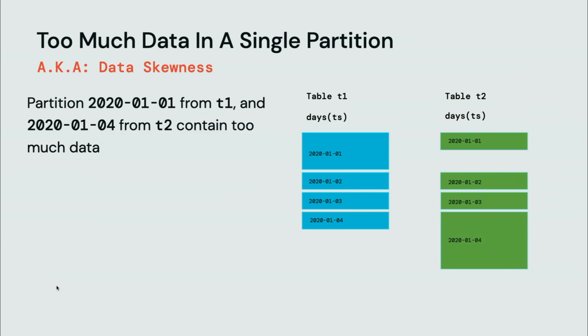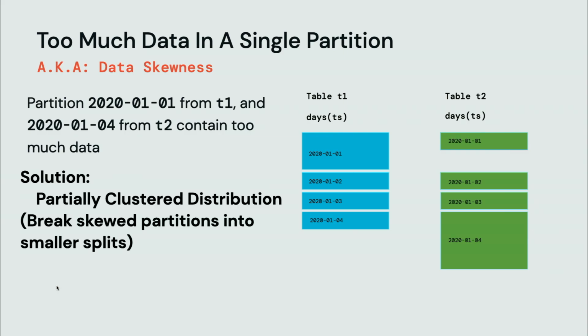So in this case, we can see that on the tables T1 and T2, T1 has one partition that is pretty large, and the same thing for T2. In order to solve this problem, we introduced a concept called partially clustered distribution. The idea is that we can break up the big partitions into smaller pieces so that we can assign them to multiple Spark tasks to improve parallelism and thus reduce the query time.